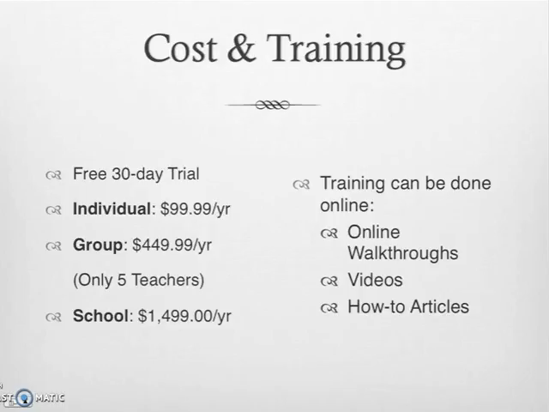Before spending any amount of money, it's important to know what you're paying for, and Pear Deck gets that. They allow teachers to try a free 30-day trial of Pear Deck before making a decision. Pear Deck offers 3 different price points, including individual, group, and school price points. An individual account costs about $100 for a year, while a group of only 5 teachers costs just south of $450 a year. The best bang for the district's buck comes from the school option, which costs $1,499 a year.